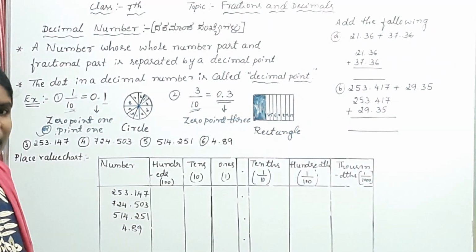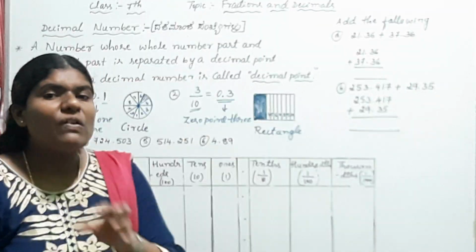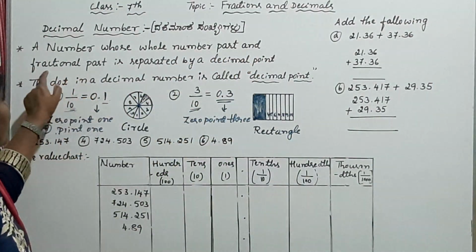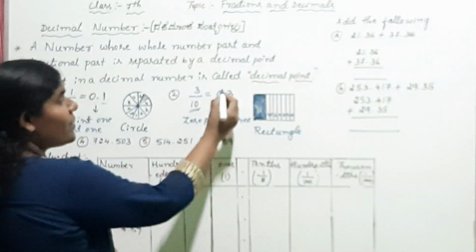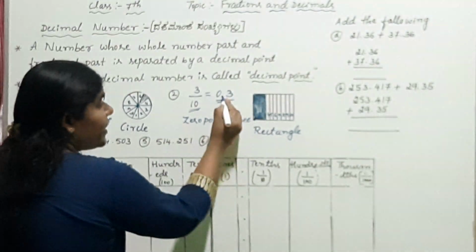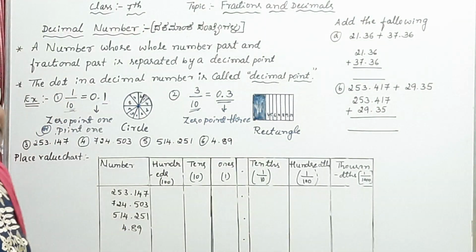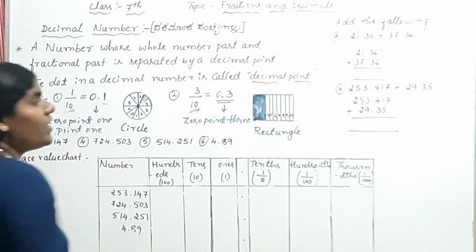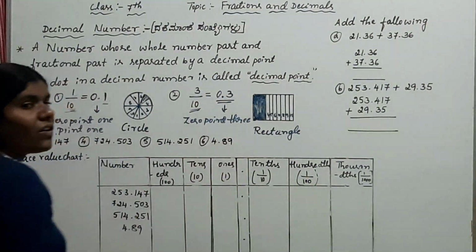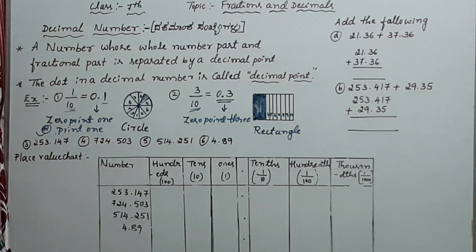Do you understand clearly, children? I will repeat once again. Decimal numbers are based on the preceding power of 10. Next, the second point: a number whose whole number part and fractional part are separated by a decimal point. What is the meaning? Here you see 0.3. This decimal point separates the whole part and the fractional part, 0 and 3. Here the dot is called a decimal point. These are examples of decimal numbers.